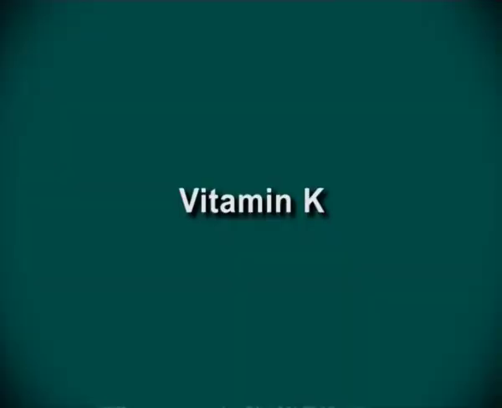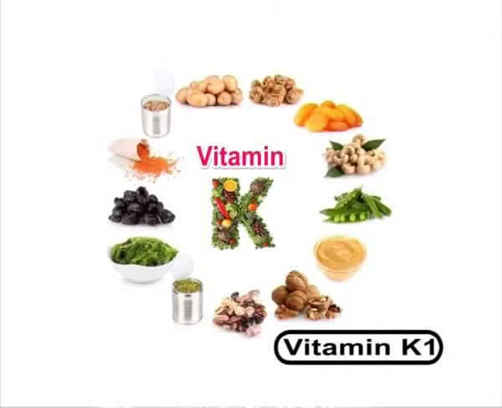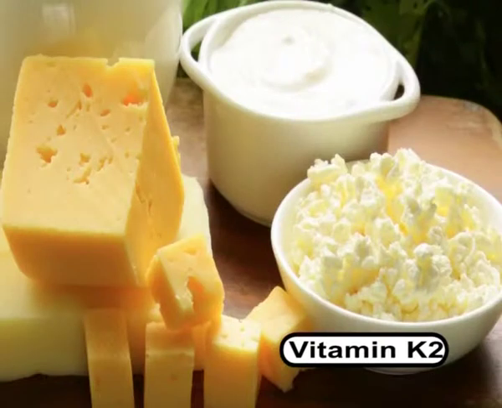Vitamin K. The term vitamin K refers to a group of compounds that exhibit vitamin K activity. They are: vitamin K1, also known as phylloquinone, is the major form of vitamin K found in plants, particularly in green leafy vegetables. Vitamin K2, also known as menaquinone, is the vitamin K present in animals and synthesized by intestinal flora. Menadione is the synthetic analog of vitamin K.